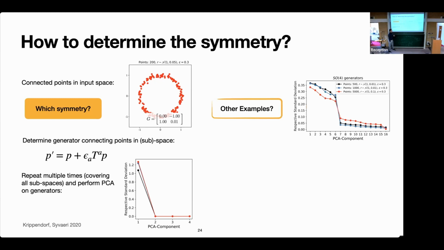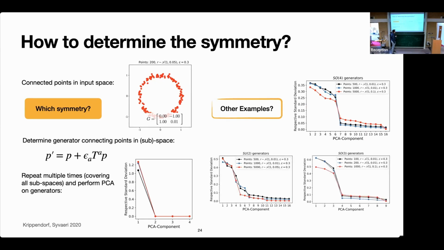We can push this to other examples. Here are examples for SO4, SU2, and SO3. You always see this kind of jump effectively, you see dominant components, and you see roughly how many points you need. This whole story depends on how many points you have and how noisy they are, but it's relatively insensitive. Here it's 100 points or so, here it's 500 points, and the data is cheap in this case, so you can still work with it. There are lots of games to play as you go to higher dimensions that you can deal with, and these are somewhat more non-trivial.